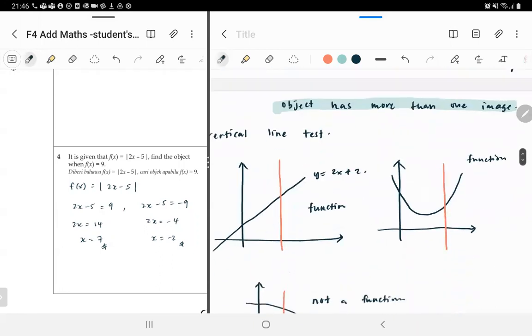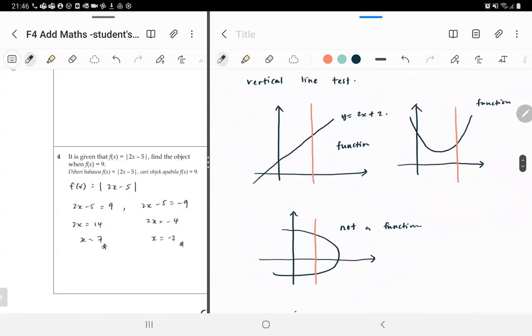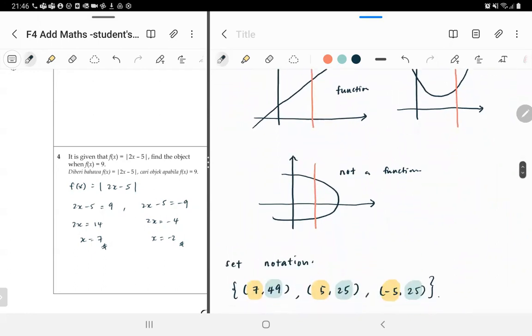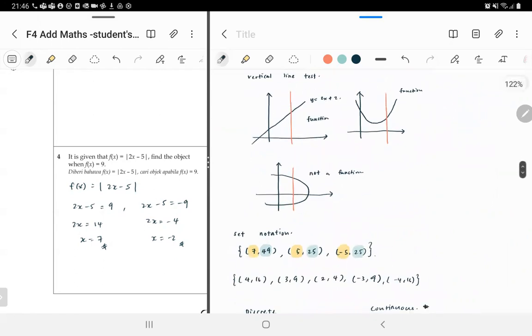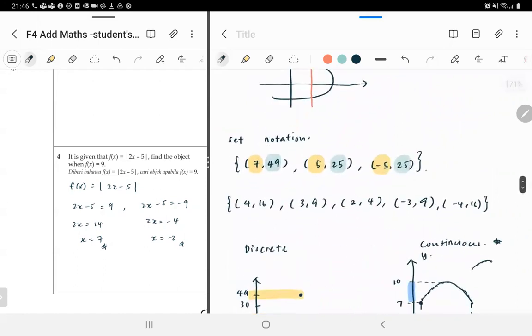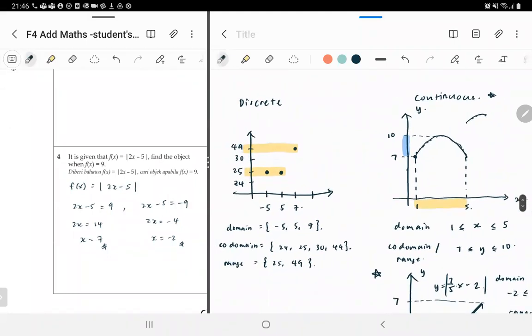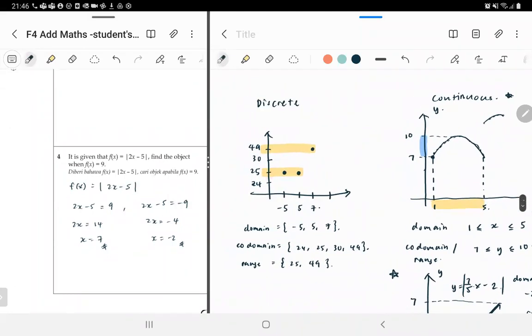If we have a graph, then we do the vertical line test. If the line intersects the graph at one point only, that means it is a function. If it intersects the graph at two points, that means it is not a function. Then we also learned how to write set notation, and how to write the domain, codomain, and range by referring to graphs, both the discrete graph and the continuous graph.